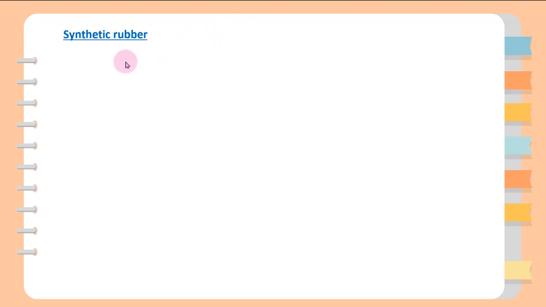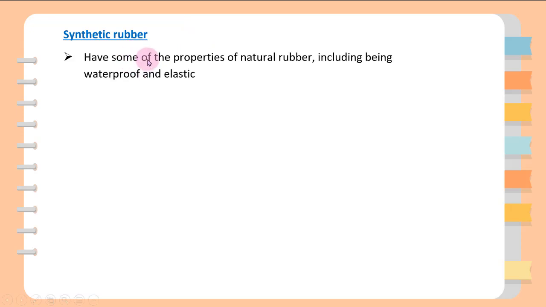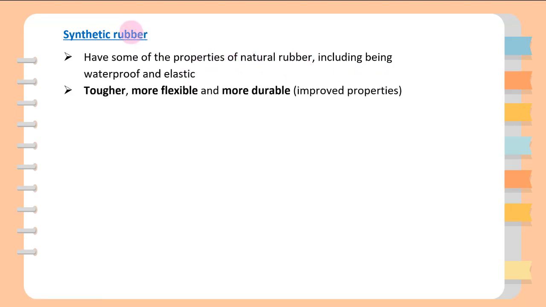Next, going into synthetic rubbers, which are also one of the polymers. They have some of the properties of natural rubber, including being waterproof and elastic. The synthetic rubbers we produce chemically. Usually you have an improved property compared to natural rubber.